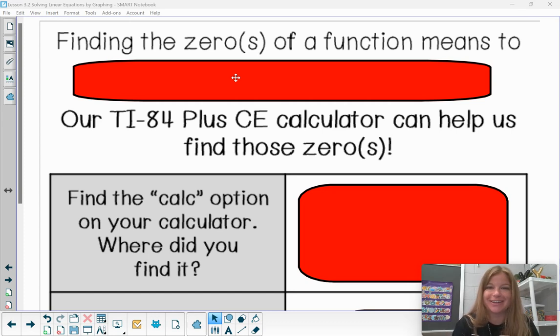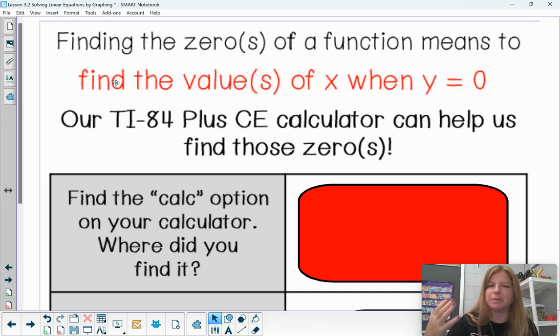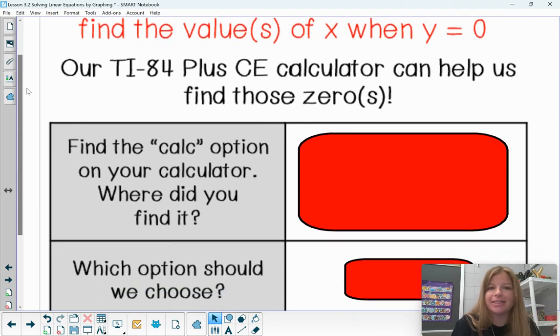So let's get started. First off, finding the zeros of a function means... When you ask your students to find the zero of a function, we want to make sure that we explain to them that we're trying to find the values of x when y equals 0. When y equals 0, that's actually where it's on the x-axis, because y equals 0 is the x-axis. And so we want to see, where does the function actually cross the x-axis? Where are those x-intercepts? So, grab your graphing calculator and let's take a look.